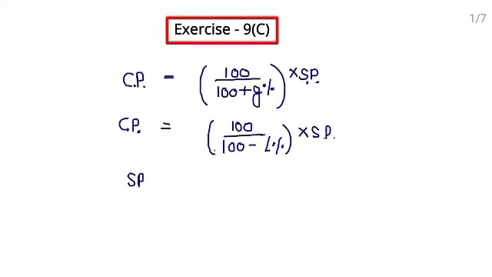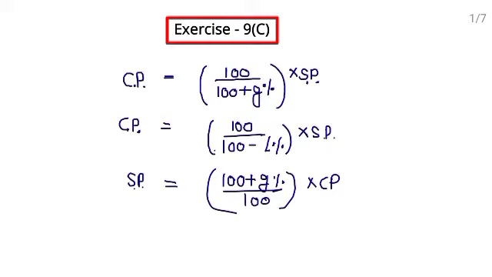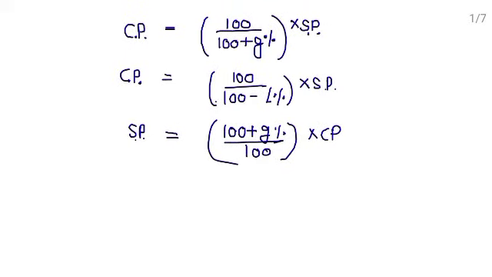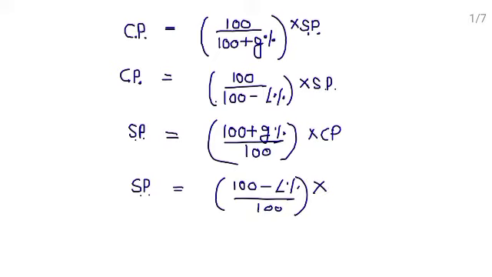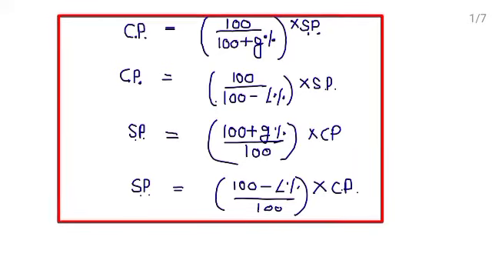Now if they are asking for selling price and they have given gain percent, then in the numerator it will be 100 plus gain percent upon 100, multiplied by cost price. Similarly, if loss percent is given and they are asking for selling price, then there will be 100 minus loss percent upon 100, multiplied by CP. These are some formulas which you need to remember to solve further questions.